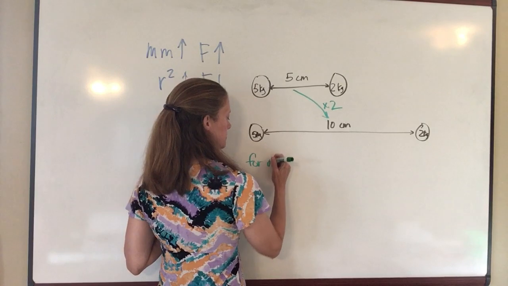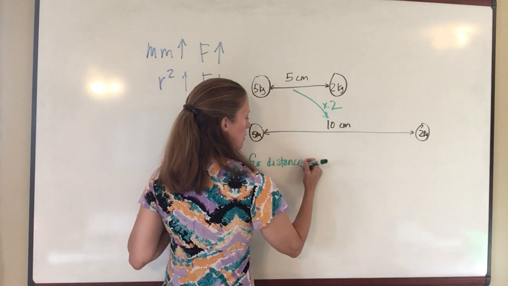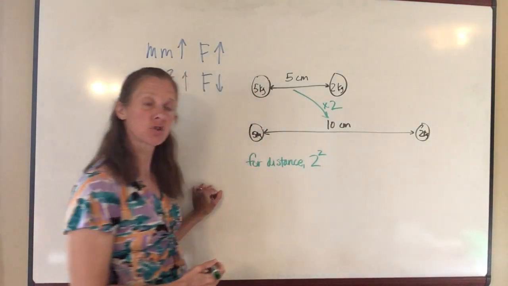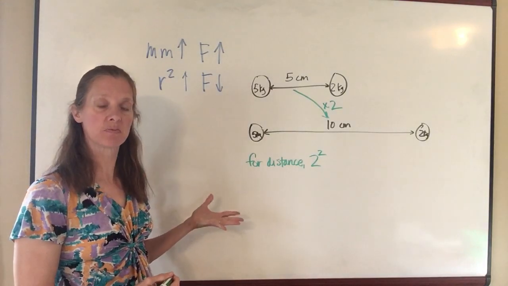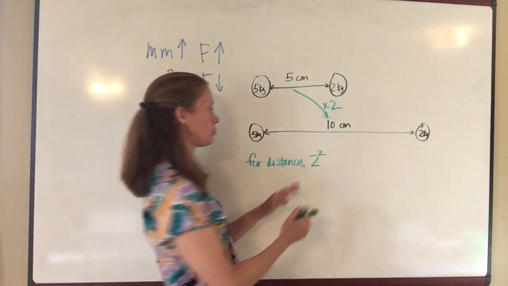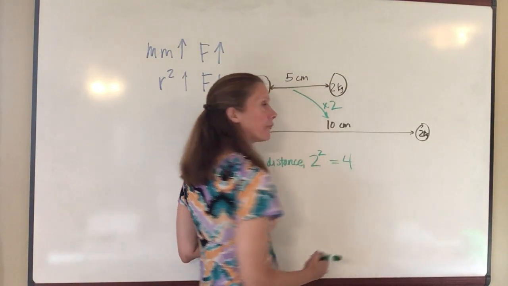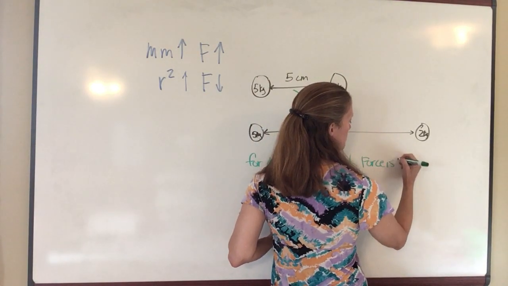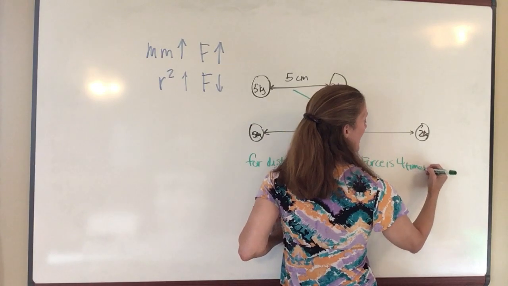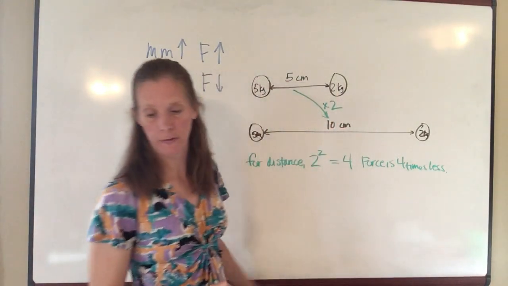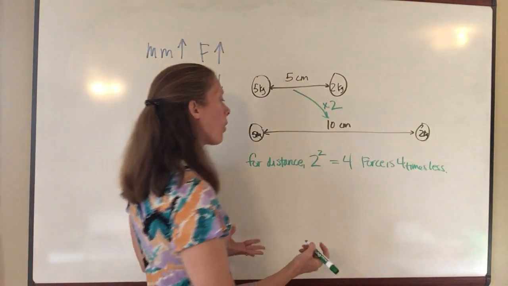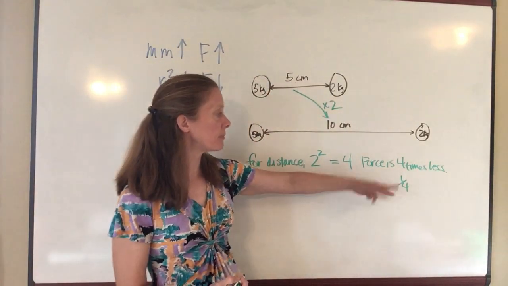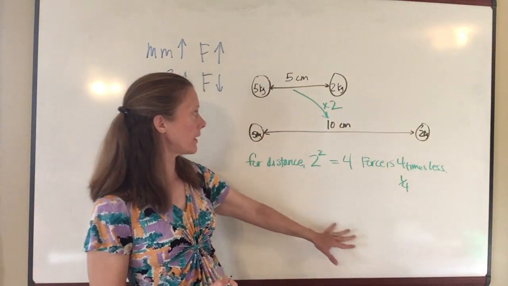For distance, what I see is that the distance has gone up by a factor of 2, but I have to square that. Remember, when we square things, that just means multiplying them by each other. So 2 times 2 gives me 4. And so what that means is that the force is 4 times less than it was before, 4 times smaller. Or you could say that the force is 1/4 of what it was before. You could flip it upside down and say it that way, okay?